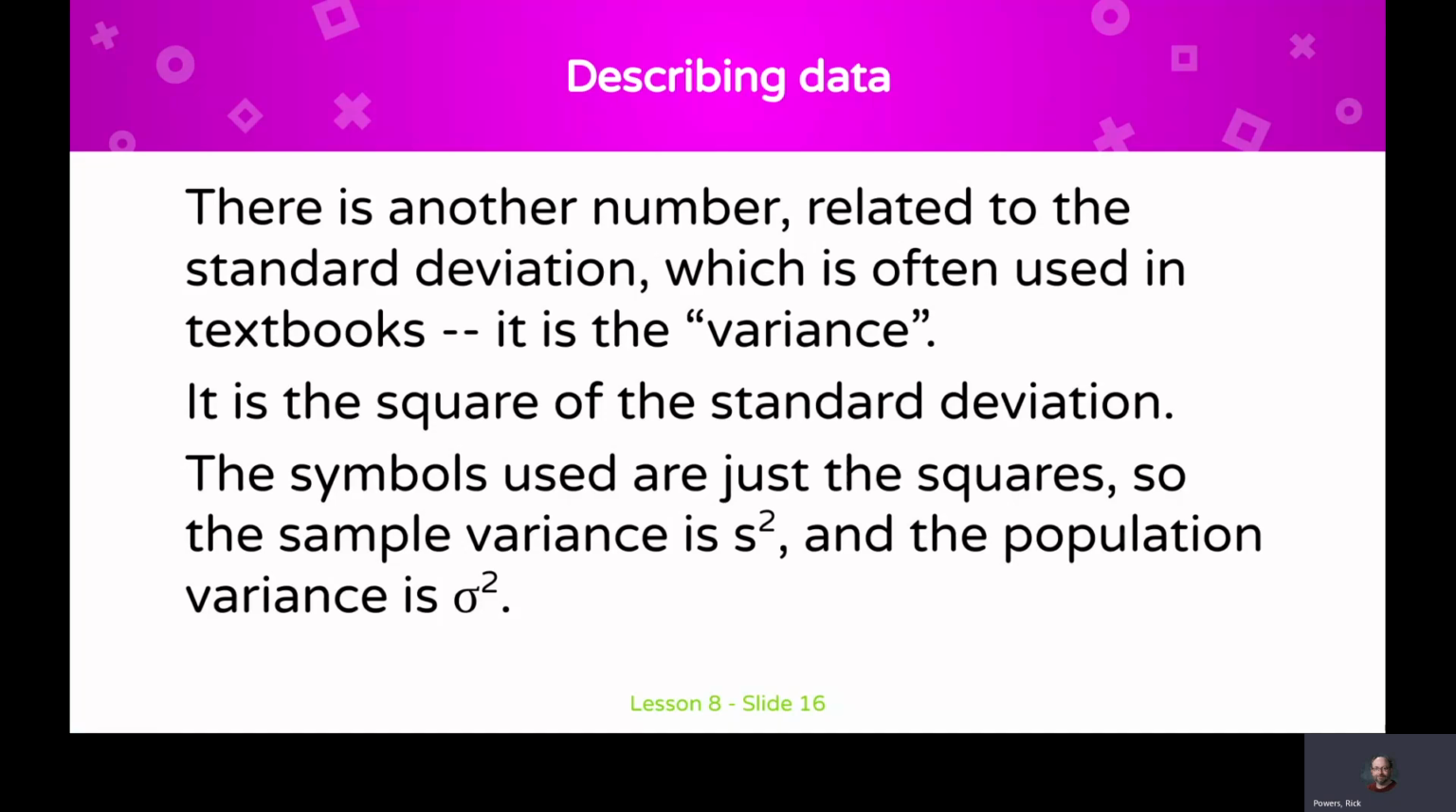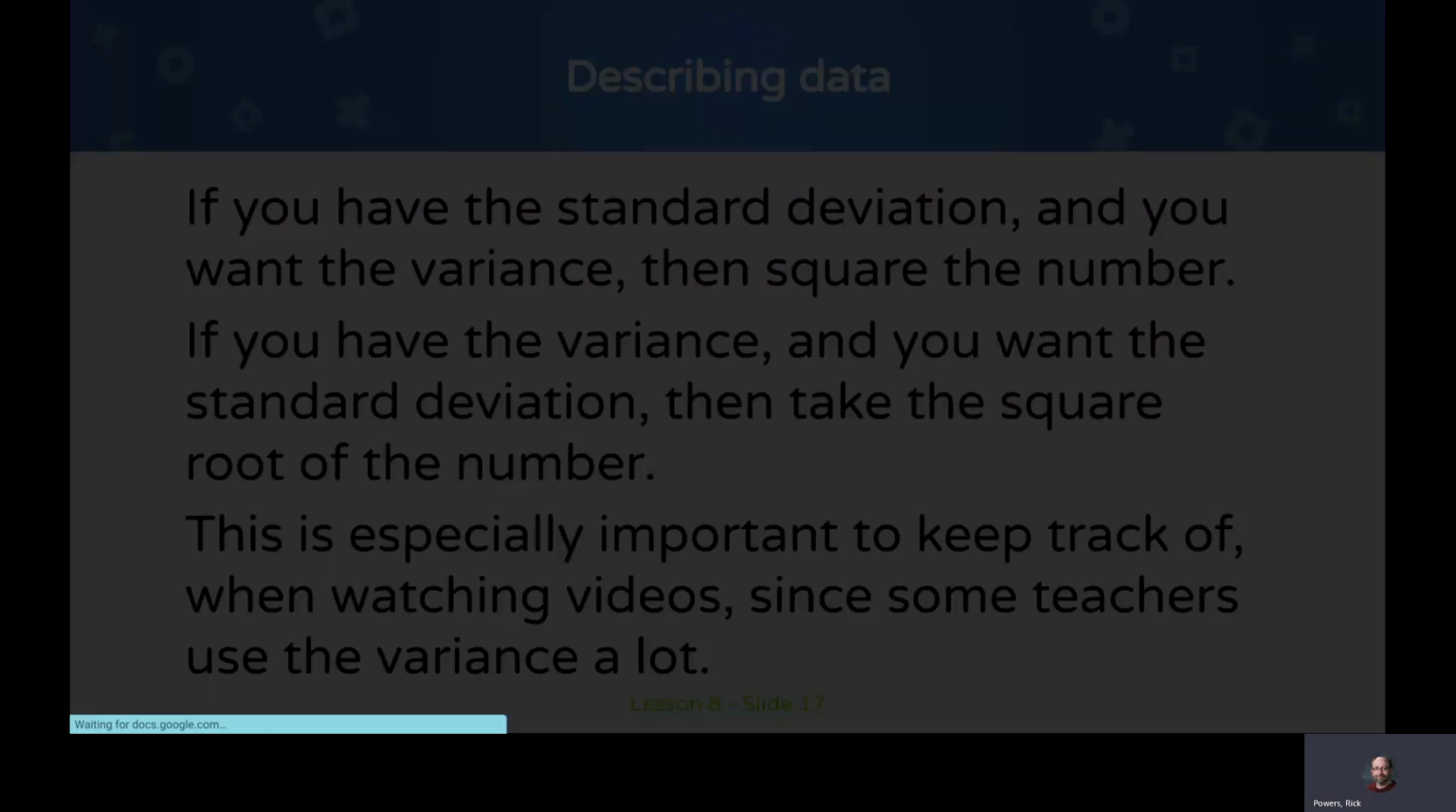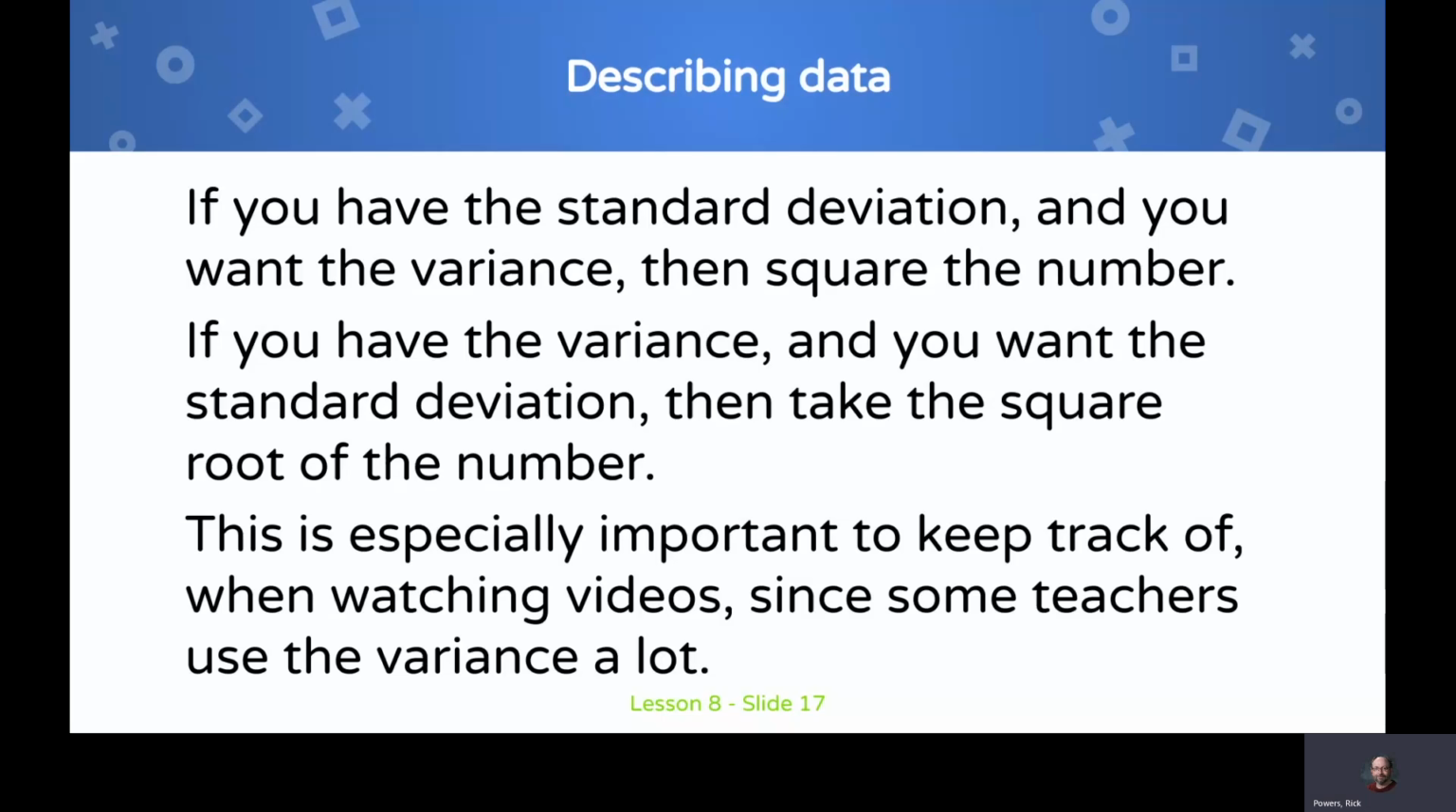There's another number related to the standard deviation, which is often used in textbooks. It is the variance. It is the square of the standard deviation. The symbols used are just the squares. So the sample variance is s squared, and the population variance is small sigma squared. If you have the standard deviation and you want the variance, then square that number. If you have the variance and you want the standard deviation, take the square root of the number. This is especially important to keep track of when watching videos, since some teachers use the variance a lot.